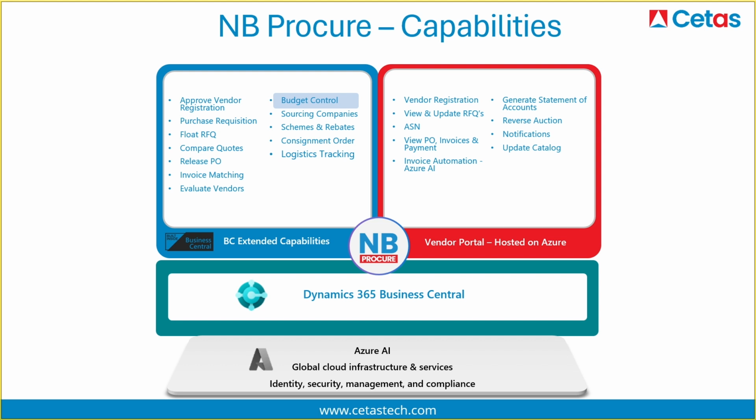Additional functionalities such as budget control, which is the topic of this video, and functionalities for sourcing companies, buy-side schemes and rebates, consignment order, and logistics tracking are available. On the portal, the vendors can have functionalities such as registration, get RFQs and respond with their quotes, get PO and acknowledge those, create ASN against POs, and submit purchase invoice using Azure Document AI.